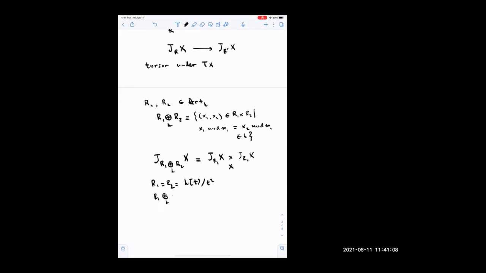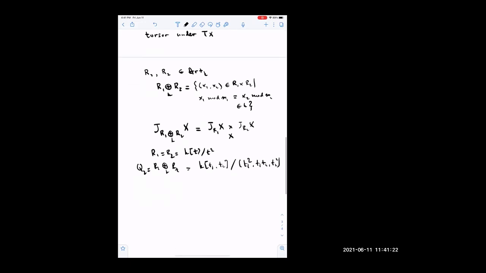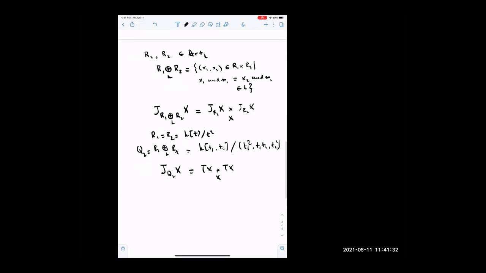the sum that I'm going to call Q2 is K[T1, T2] divided by the square of the maximal ideal, (T1, T2) squared. In this case, the J of Q2 of X is the product of the tangent bundle with itself over X. So this is the first structure.